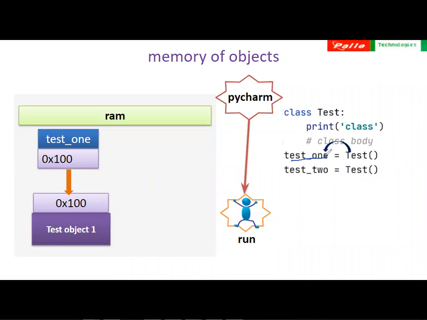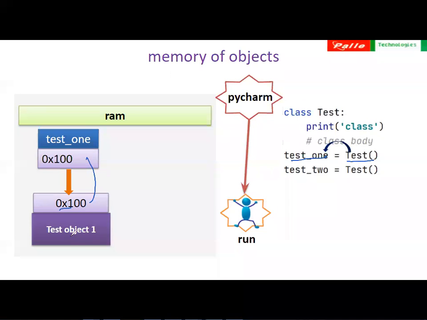So first of all, this part will be executed. When this part is executed, it will create a variable called test1. After that, it will go to the right hand side, where it will try to create the object. That object will be created in some memory location. We don't know the memory location, so I'm assuming 0x100. This address will be stored inside this variable, and it will be pointing to this object.